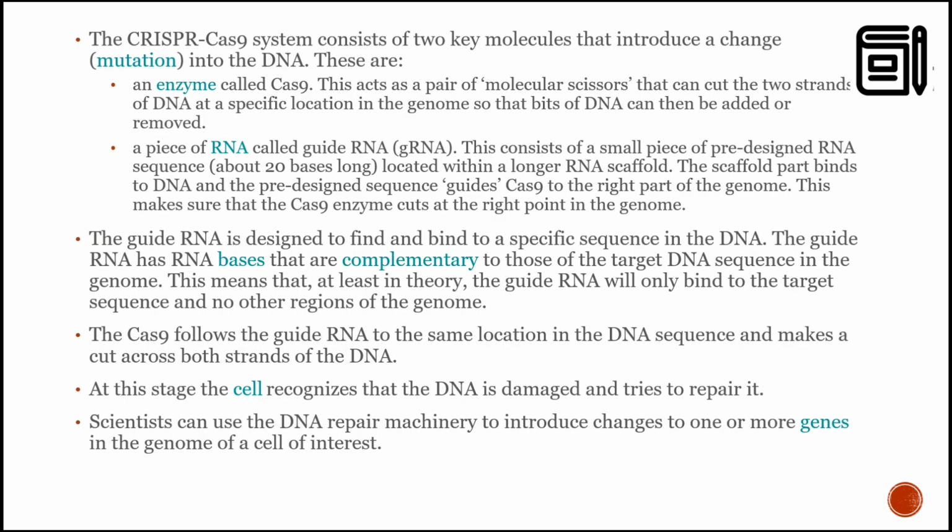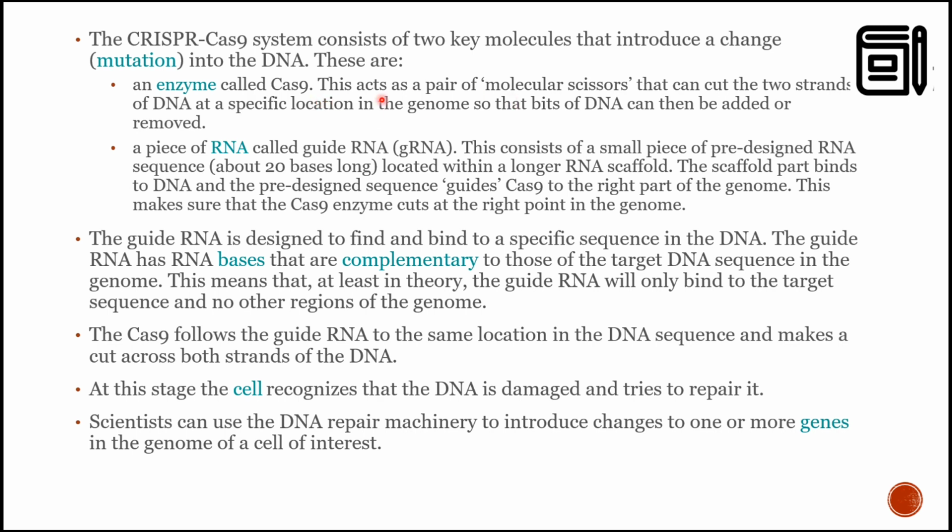When coming to more details of the CRISPR-Cas system, it consists mainly of two key molecules, the enzyme and the RNA, which is called the guide RNA. These two key molecules are used to introduce a change in the DNA. A change in the DNA is known as a mutation, and the enzyme Cas9 is one of the key molecules. It acts as a pair of molecular scissors, used to make cuts in the DNA strand at specific locations.